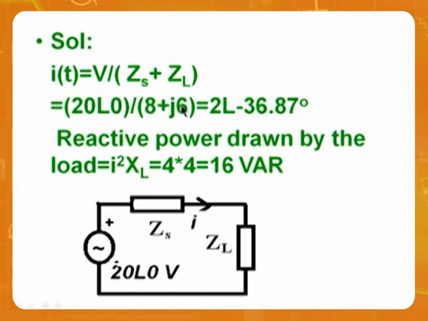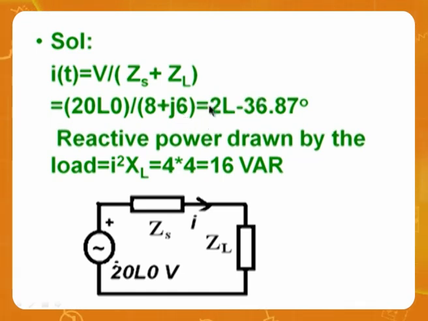64 plus 36 is how much? 100. 20 by root of 100, and root of 100 is 10. So 20 by 10 is nothing but 2. What is the angle? Tan inverse of 6 by 8. Tan inverse of 6 by 8, which is 3 by 4, is 36.86. And then the angle comes in the denominator, so it becomes negative.